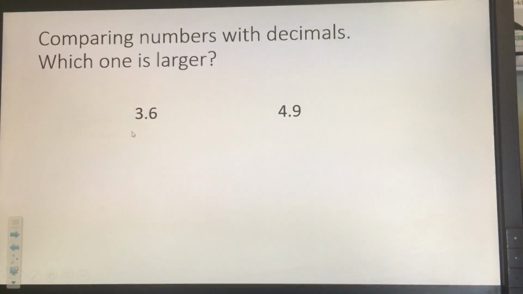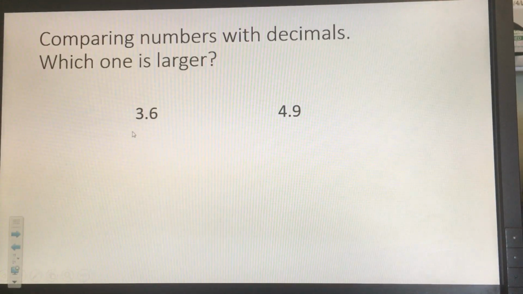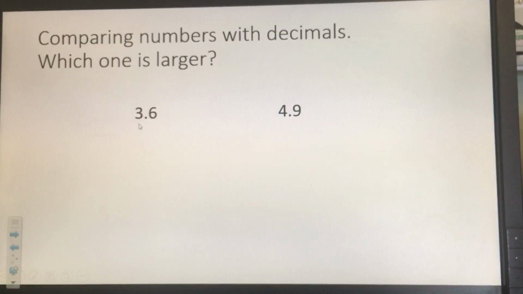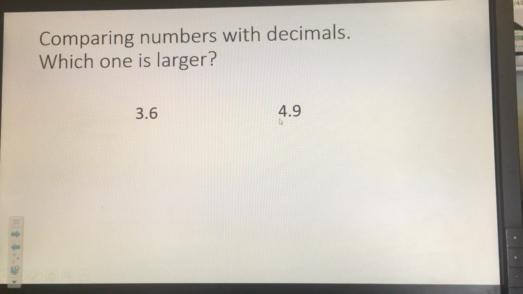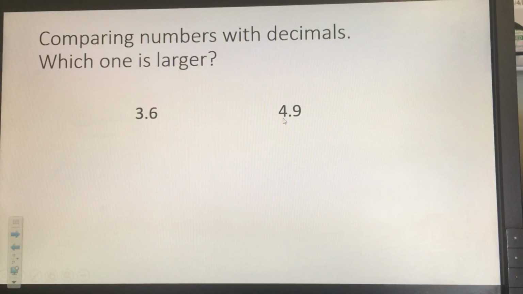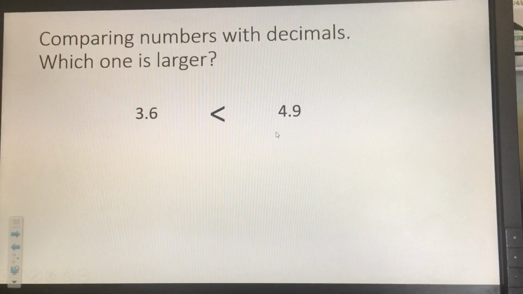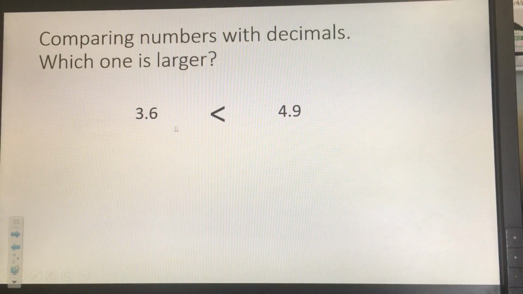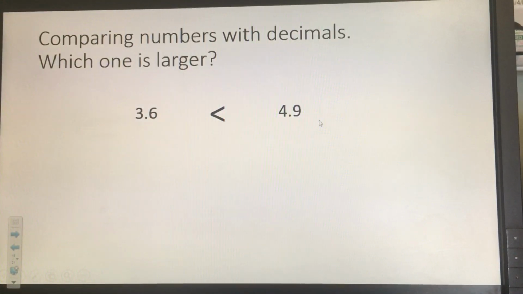So the next numbers that I'm going to compare are 3.6 and 4.9. Start with the ones column again. So this number has 3 ones and this number has 4 ones. So I know straight away that this number is larger because it has more ones. And I'll use this symbol to show that. 3.6 is less than 4.9.